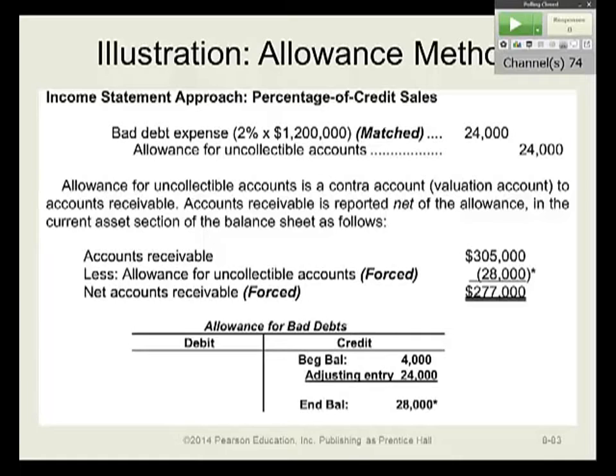So let me again emphasize that when you use percentage of sales, this is the target. The target is to match cost with revenue. You essentially will force this based on the balance that exists there already. So if there was no balance there, then the adjustment would result in a balance of $24,000. If there was a $10,000 balance in there, the amount of the adjustment would be $14,000. So by using the percentage of sales, your target is the expense, and you're not as concerned with the corresponding balance in the allowance for bad debts.